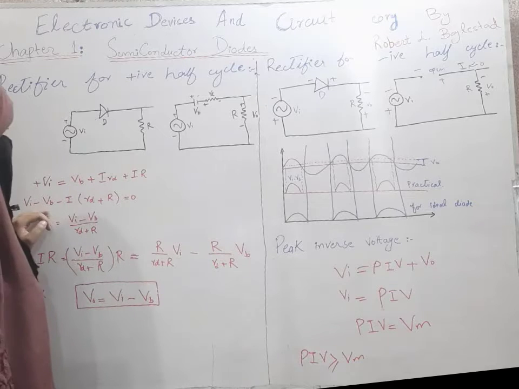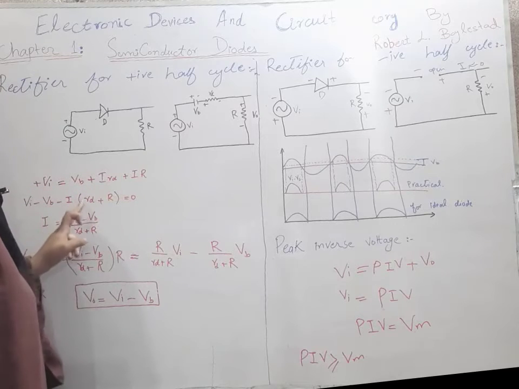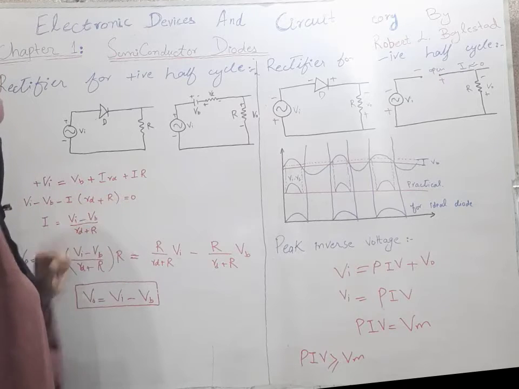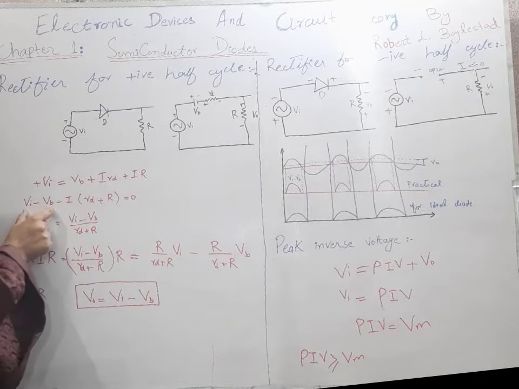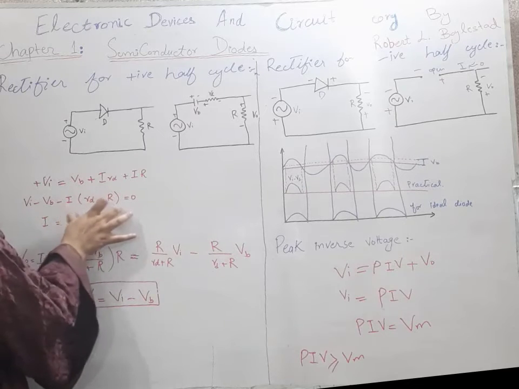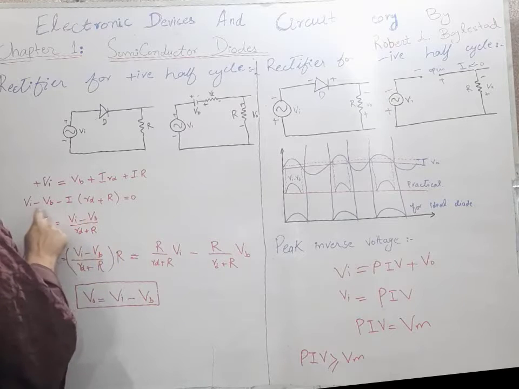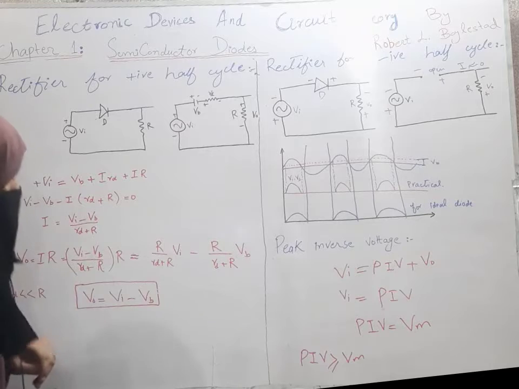Vi minus Vb, I is taken common from these two terms: I(Rd plus R) is equal to 0. Now I is equal to Vi minus Vb over Rd plus R. This term goes to the opposite side of the equal sign, and we have a step like this.